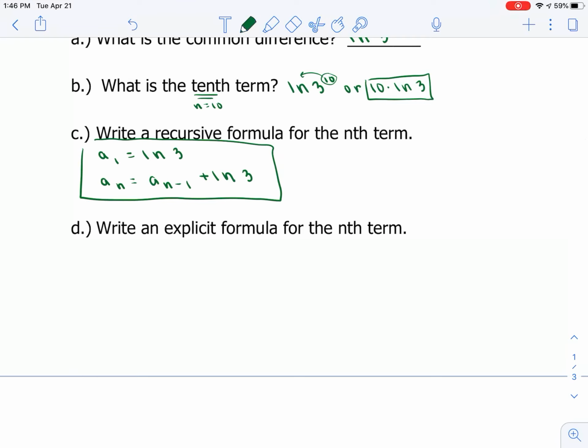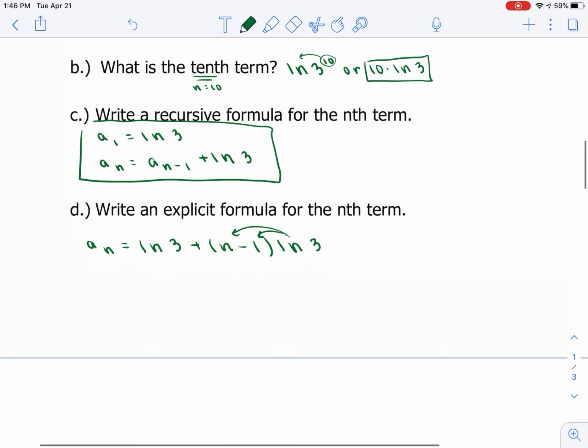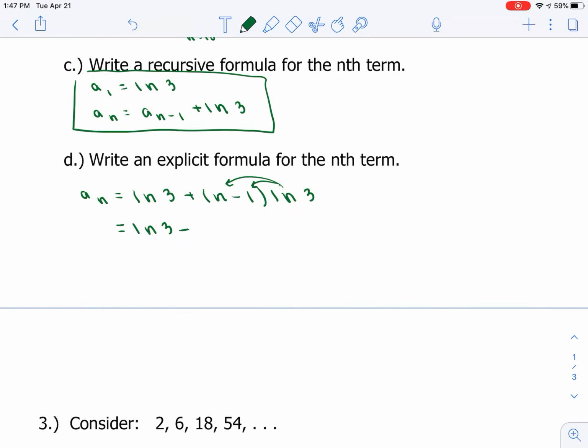And then finally, writing your explicit rules. Now, don't freak out that we're dealing with natural log here. You're still going to do a sub n equals. You're going to write the first term, which was the natural log 3, and then note that for the n minus 1, we're going to put that in parentheses, and then the common difference we said was the natural log 3. Now, if you simplify this by distributing that natural log 3, you get the natural log 3 plus n times the natural log 3 minus the natural log 3. And I like what I see. We can get rid of those. And what you get for your explicit rule is n times the natural log 3.